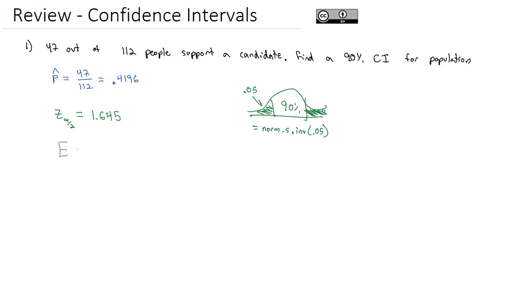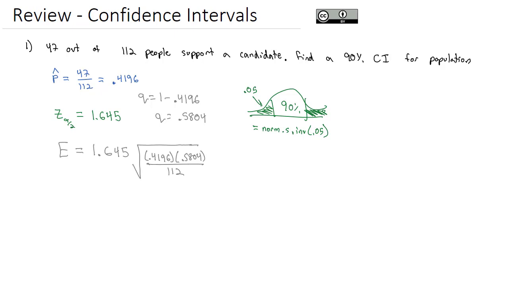Now we're ready to actually figure out what is the error between my sample of 41% and the entire population at the 90% confidence level. To do that, we'll take our z value of 1.645 times the square root of our p, which is 0.4196, times q, which q is 1 minus the p, or 1 minus 0.4196. So q is actually equal to 0.5804. And then we divide by the sample size, which is 112.